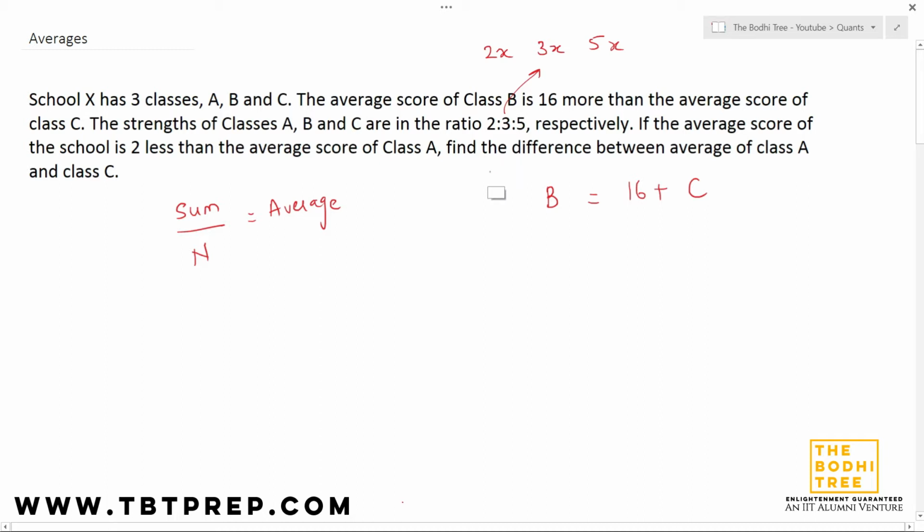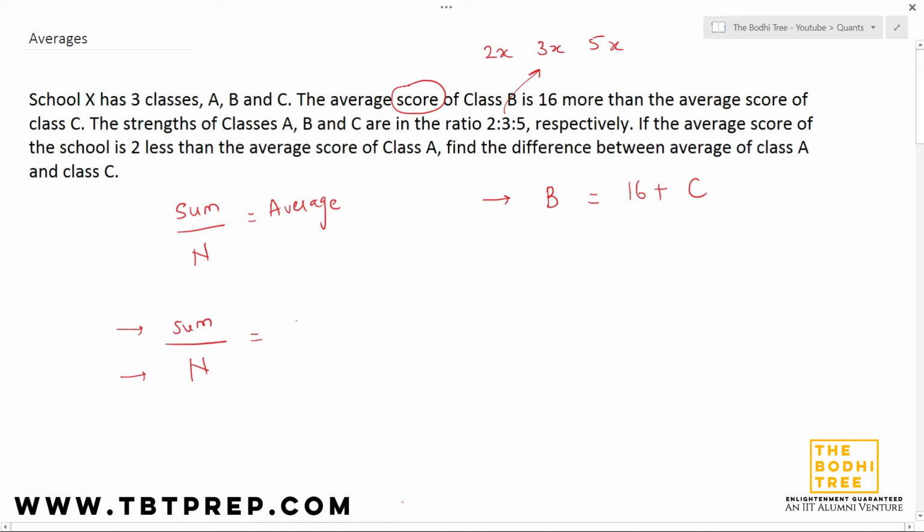Alright, so this is the average. Suppose total sum of scores. So in this case we have score, right? So sum of score of the whole class B upon total number of students. N is nothing but total number of students. In this case, this sum is nothing but sum of scores. This is total number of students, and this is the average.